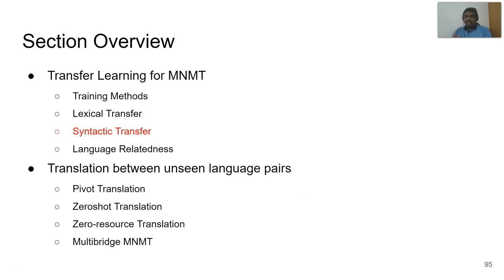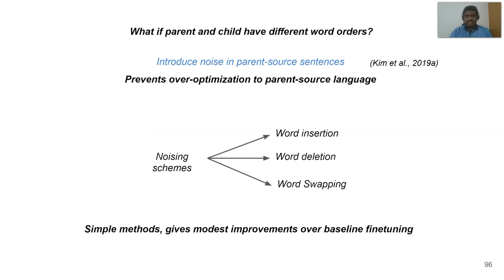The second divergence that we need to take care of between the parent and the child is syntactic divergence. Suppose the parent and the child have different word orders. It's then conceivable that the contextual representations generated from the encoder in a many-to-one scenario are very different between the parent and the child. So alignment between the encoder representations is not very easy, and transfer is not very effective.